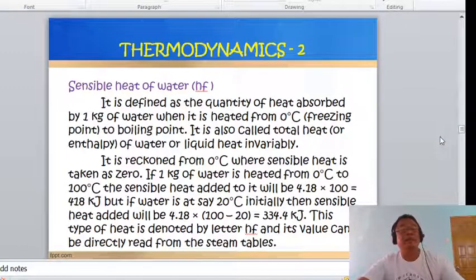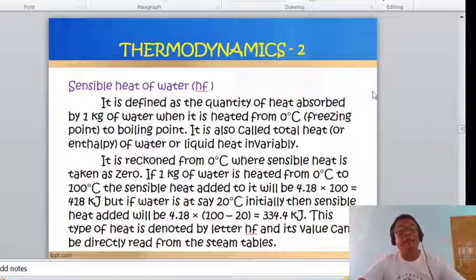Another, we have here the sensible heat. It is defined as the quantity of heat absorbed by 1 kilogram of water when it is heated from 0 degrees or freezing point to boiling point. It is also called total heat or enthalpy of water, or liquid heat invariably. It is reckoned from 0 degrees where sensible heat is taken as 0.